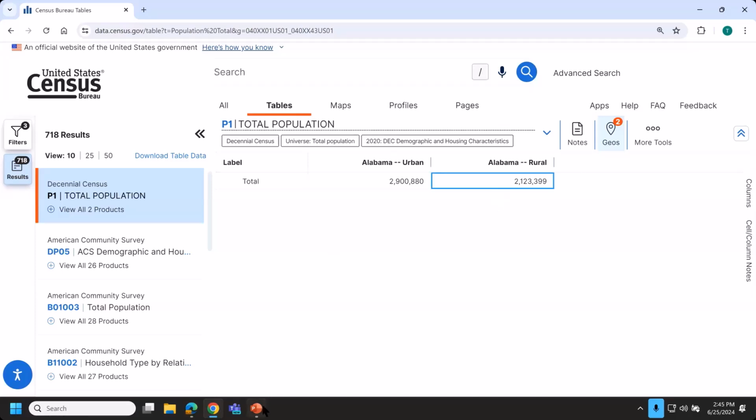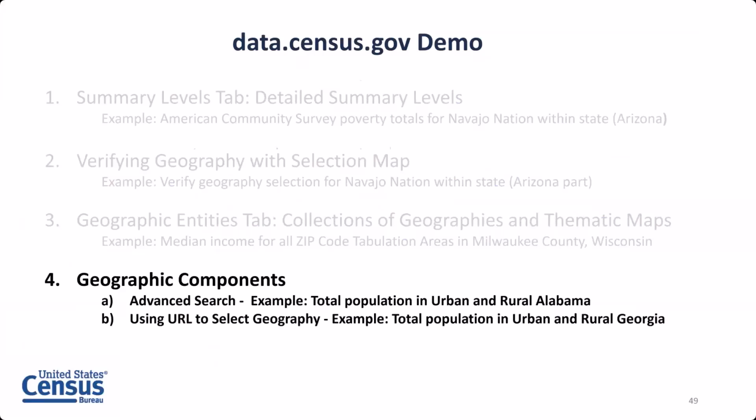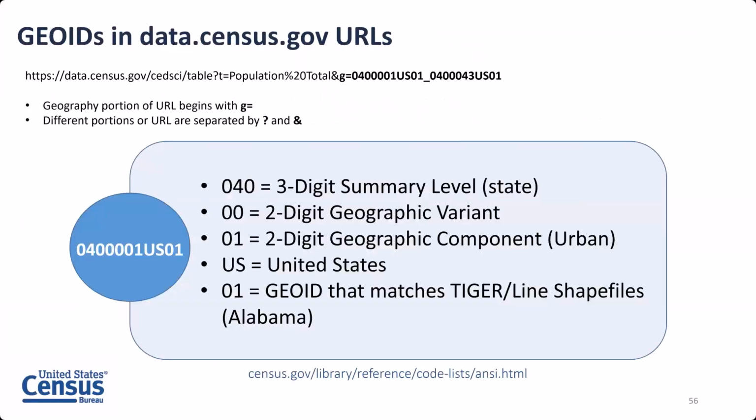The last tip I wanted to note is that you can also use the URL to select your geography, or you can edit the URL to select your geography. For the purpose of this webinar, just know that every time you make a geography selection, information is added to your URL. The first 3 characters for an individual geography selection will be the 3-digit summary level that we've noted earlier. So this tells us we're accessing data at the state level.